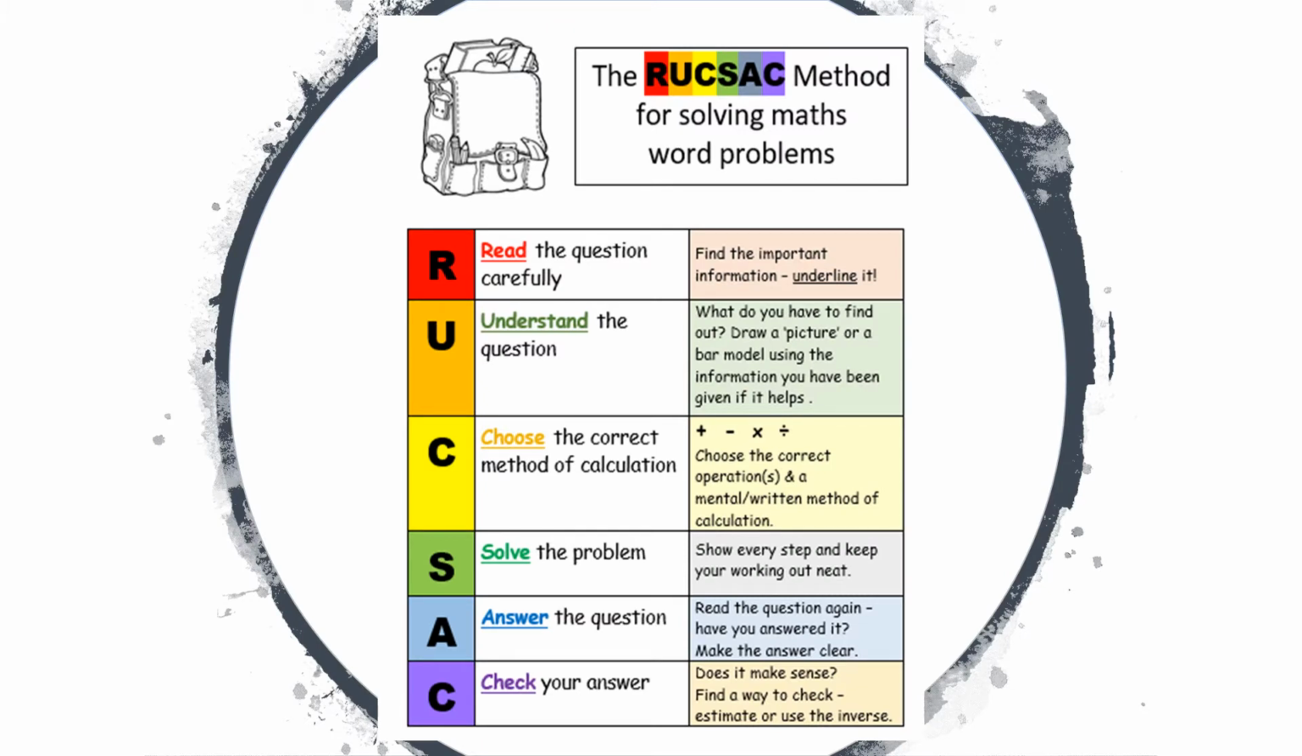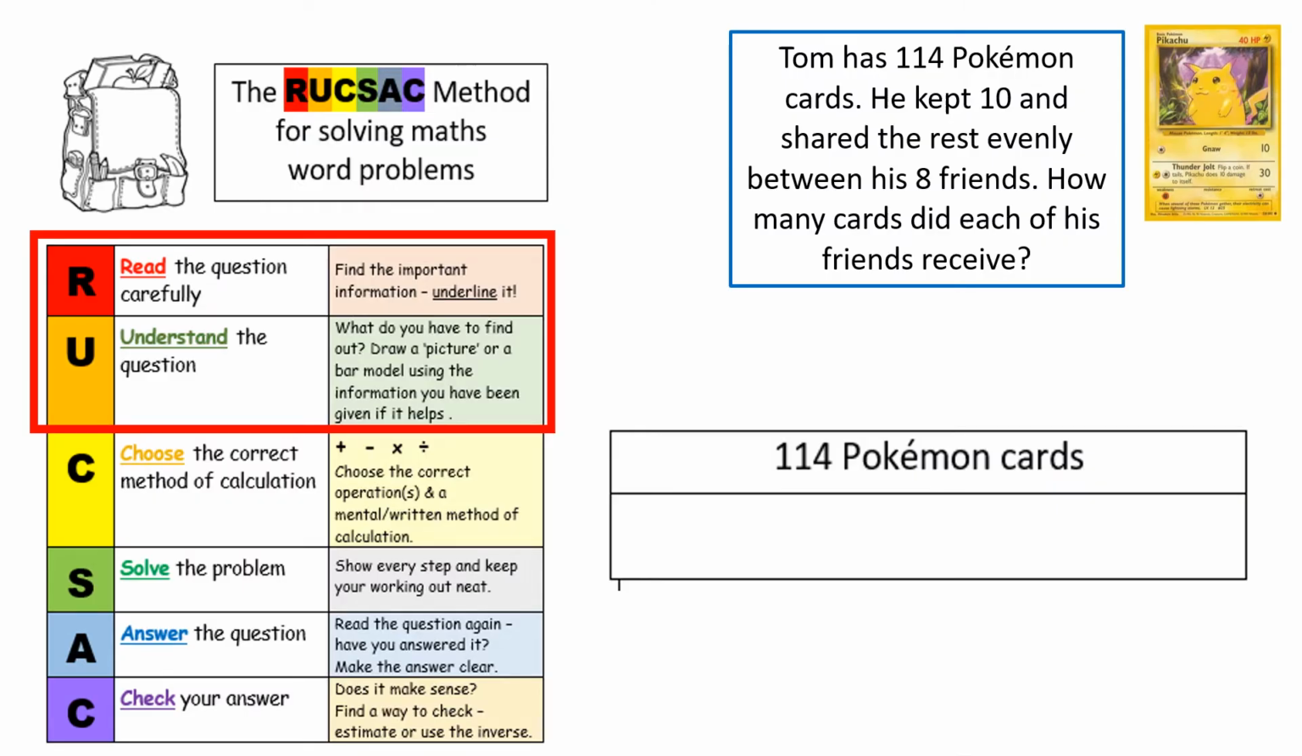When solving word problems, try using the RUCSAC method. We're going to have a look at each step closer while trying to solve a problem. The first step of our RUCSAC method is to read the question carefully and underline any important information.